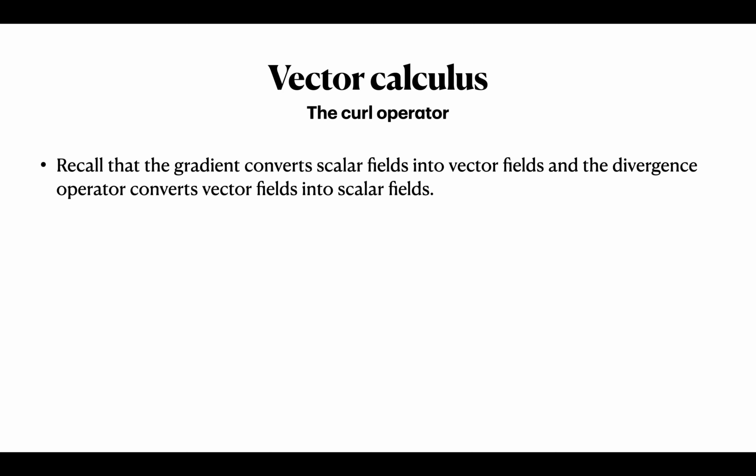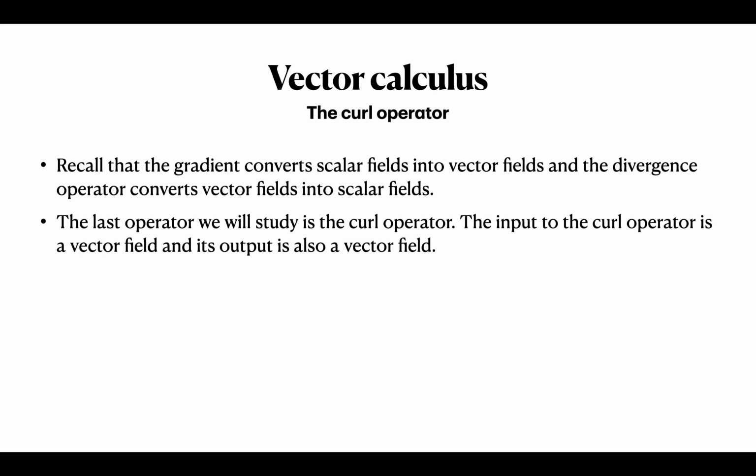Okay, and it's a little bit more mysterious than the other two. Also, unlike the other two, it doesn't convert from one to the other. The curl takes a vector field and outputs another vector field. So that's the difference between the curl operator and the other two operators. There's no difference in this case between the output and the input. A vector is transformed into another vector.